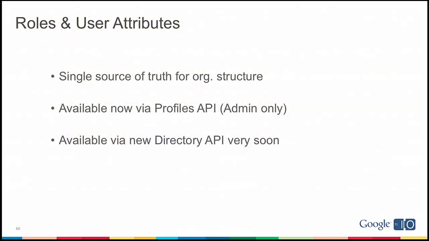So we now have a single source of truth for our org structure. It's available today in the Profiles API if you're a domain administrator. And if you're not, it'll be available to you in the Directory API in the next few weeks. So that's pretty much what we have for you today.